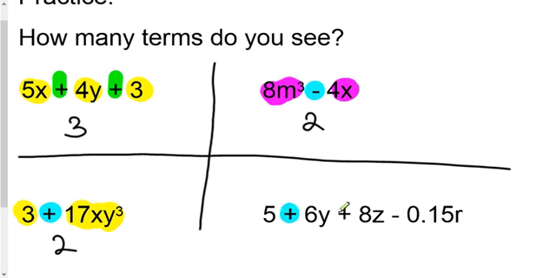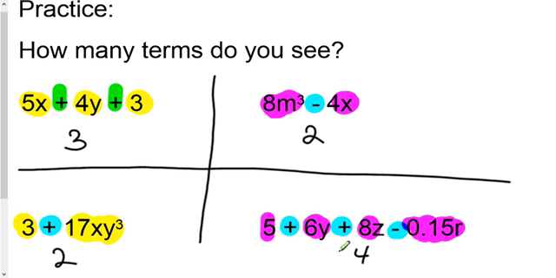Here I see a plus sign, and a minus sign. So term 1, term 2, term 3, term 4. That's what we're talking about. How many terms are in this expression? 4 terms.